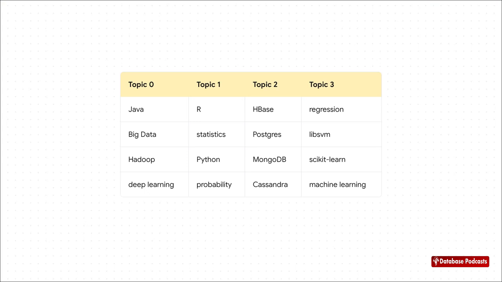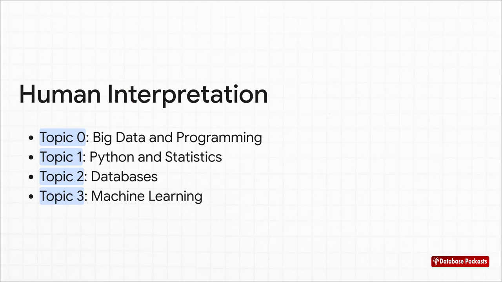Well, this is what it spits out. It's not a list of neat labels like big data or databases. No, for each topic it discovered, it just gives you a list of the words that are most characteristic of that topic. At this point, the machine has done its part. It found the statistical patterns. Now the baton gets passed to us. This is the crucial final step. We, the humans, look at these word lists and we provide the meaning. We see Java, big data, and Hadoop, and we say, okay, that's the big data topic.